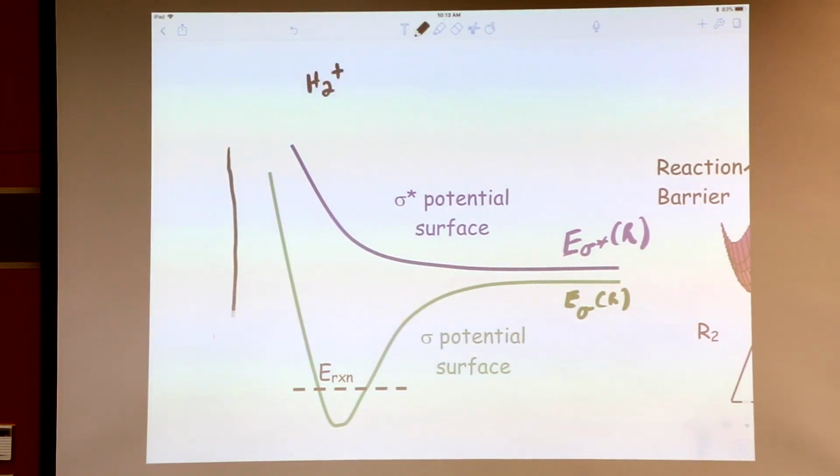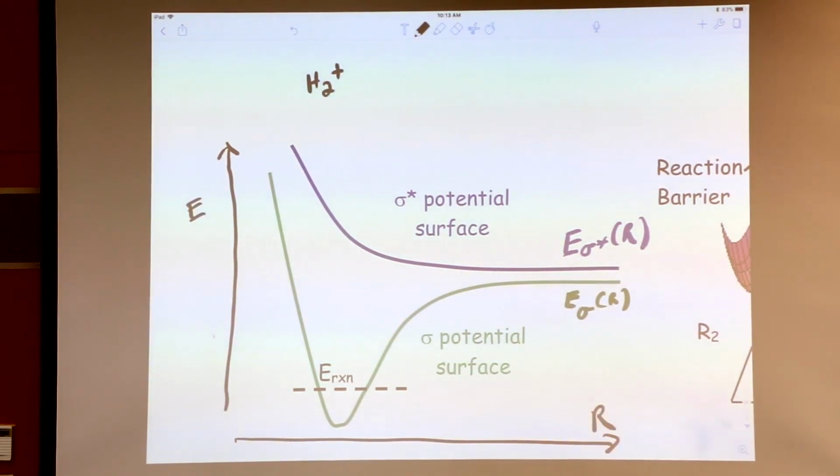So we've got two of these things, and I should label my axes. What I'm plotting here is the energy as a function of the bond distance r. So this was our first example of a potential energy surface, the electronic energy as a function of r, and we see that it taught us about the bond strength, and so forth.